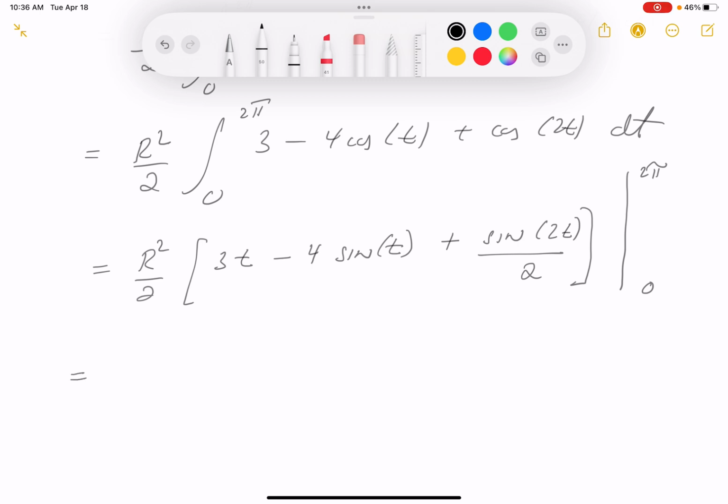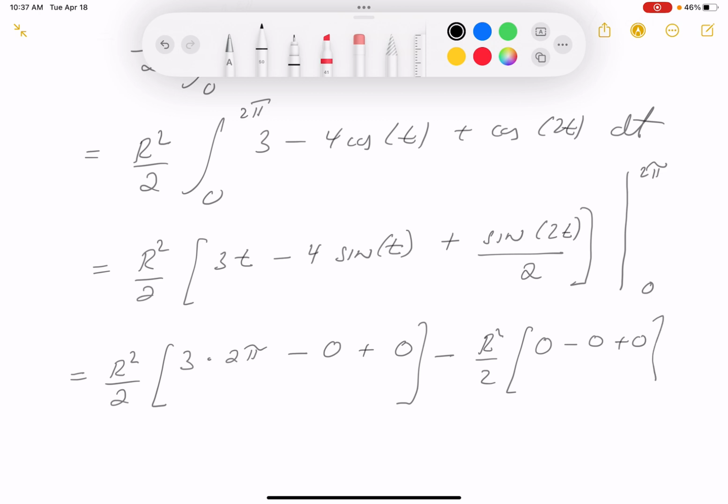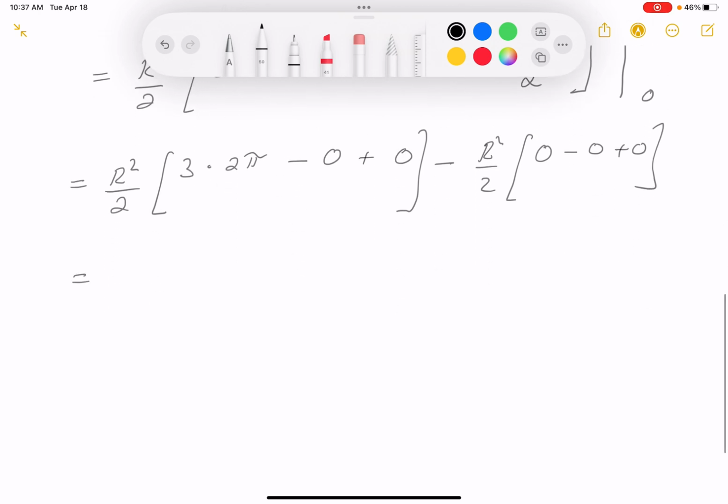All right, let's write this down. So r squared over 2. We're going to evaluate the upper limit, and what do you get there? You get 3 times 2 pi, minus, the second term evaluated at 2 pi is 0, and the third term would also evaluate to 0. That was pretty easy. Minus, let's do the lower limit, r squared over 2, evaluate at 0, so 0 minus 0 plus 0. Well, isn't that convenient? What are you left off with? You're left with r squared over 2 times 6 pi, which would give me 3 pi r squared.